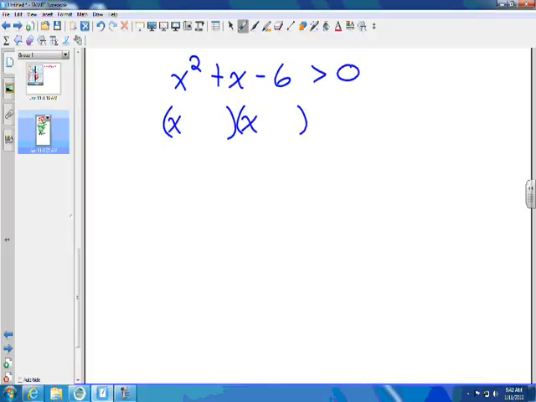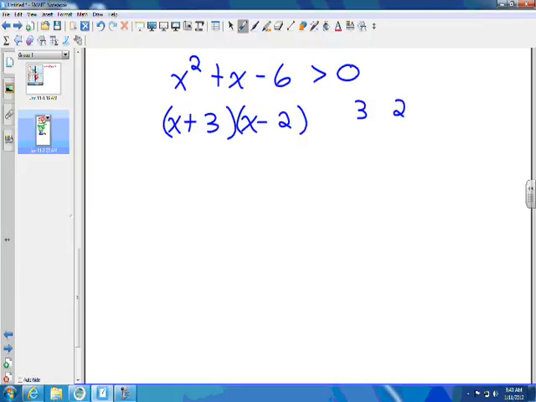We'll put our x's in. What would our signs be? Plus or minus. So we need factors of 6 with a difference of 1. 3 and 2. So we know 3 and 2 are our factors. Which one has to be positive? The 3. Our middle number is positive, our bigger number is positive. So 3 and 2 there.